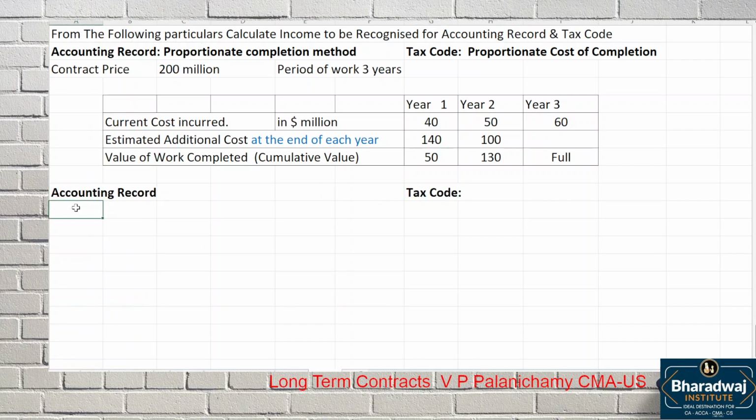Pay attention. First year. What is the current cost? 40 million. Estimated additional cost 140 million. Estimated total cost 180 million.